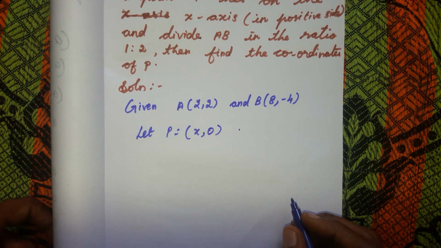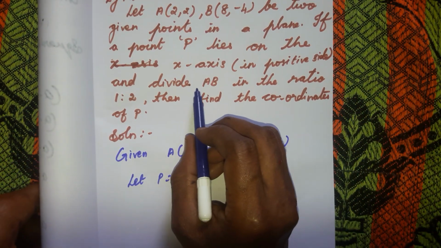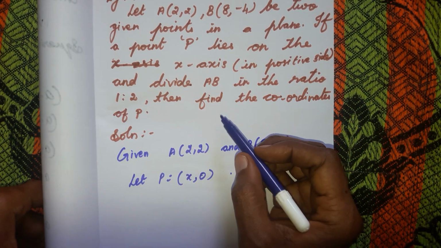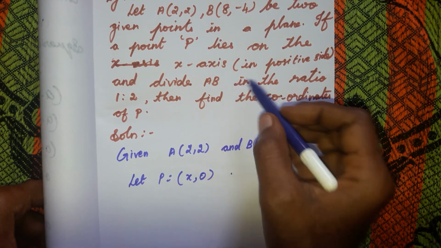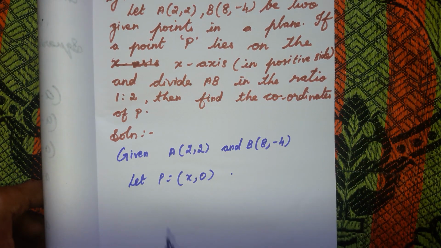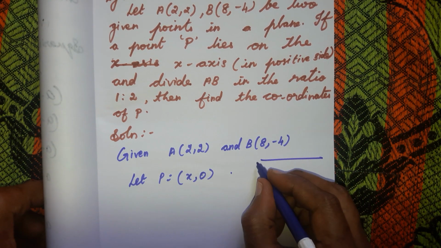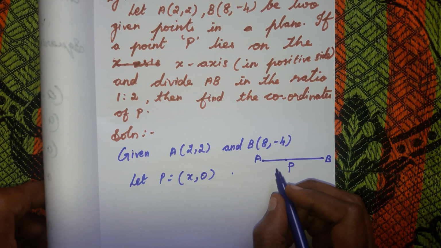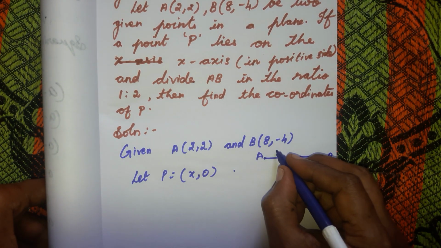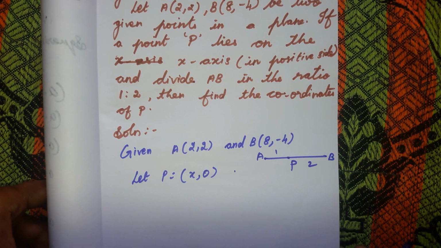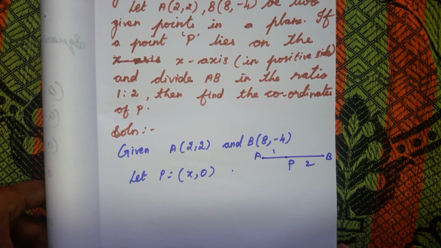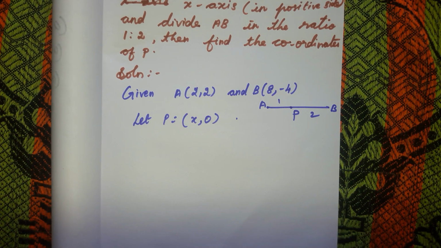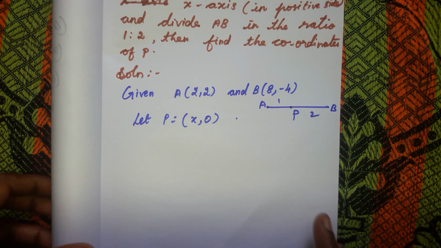Then we want to find out AP. Next, the point P is dividing AB in the ratio 1:2. P is in between A and B, the two points. It is in the ratio 1:2. Clear? It is dividing in the 1:2 ratio. So first we want to find out AP and BP. What do we have to find out? AP and BP.